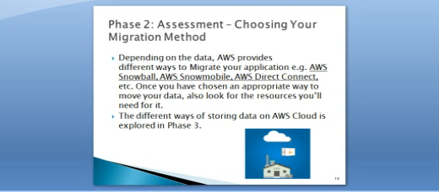Phase 2. Choosing your migration method. Depending on the data, AWS provides different ways to migrate your application. Example, AWS Snowball, AWS Snow Mobile, AWS Direct Connect.